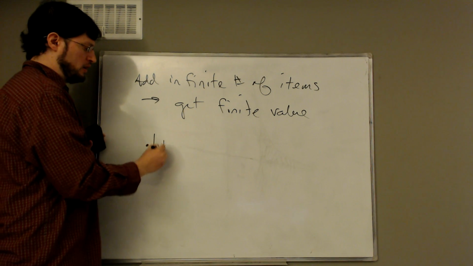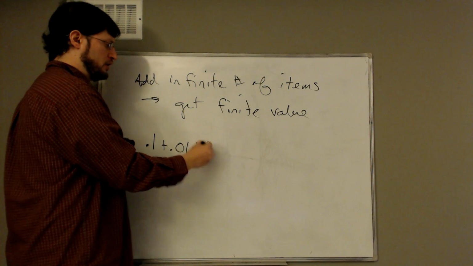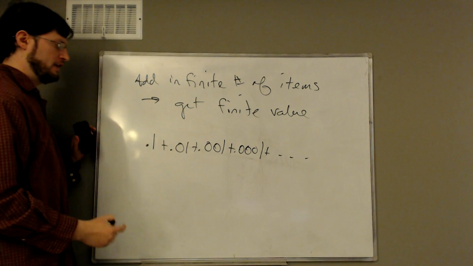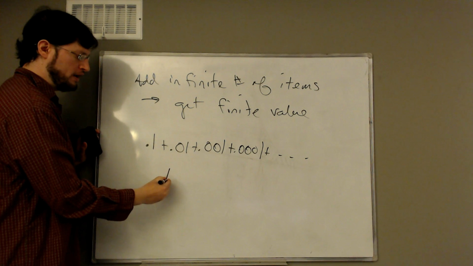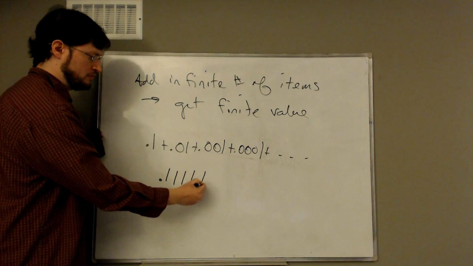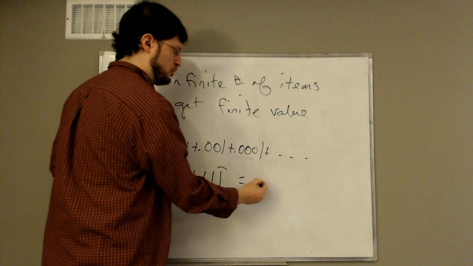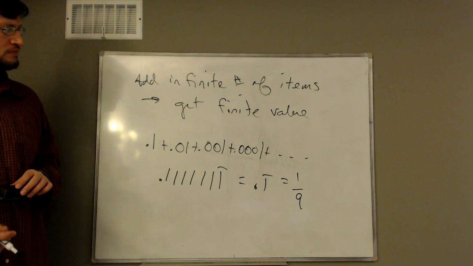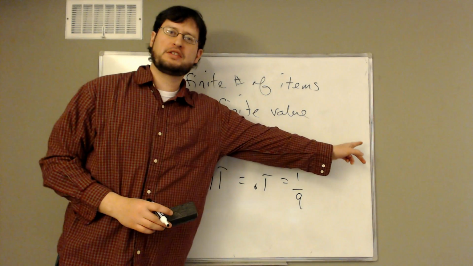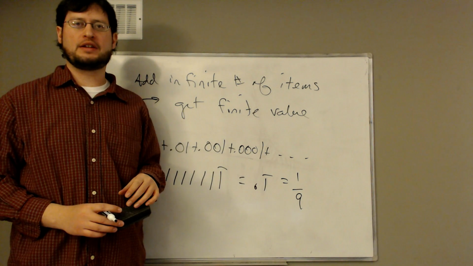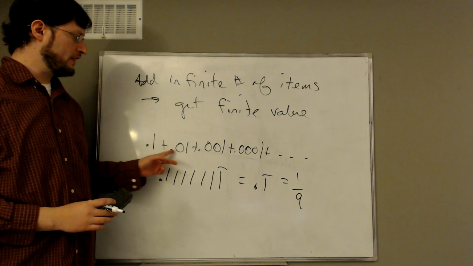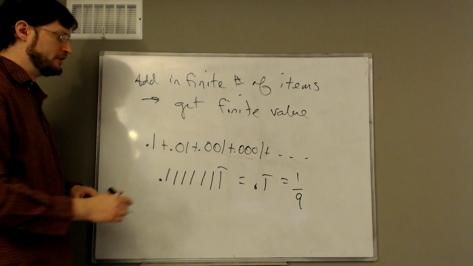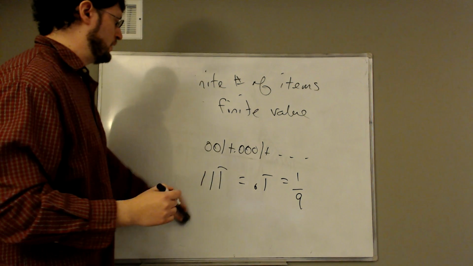But this happens all the time. For instance, 0.1 plus 0.01 plus 0.001 plus 0.0001 plus forever on out. If I add all of these things up, I get 1 in every single place value, which is 0.1 repeating, which is actually 1/9. So I've added up an infinite number of things, and I get a finite value in the end. And so what it takes is the stuff that we add up gets small enough, fast enough. If that happens, then overall we'll get a finite value.